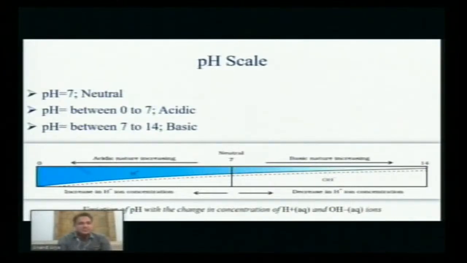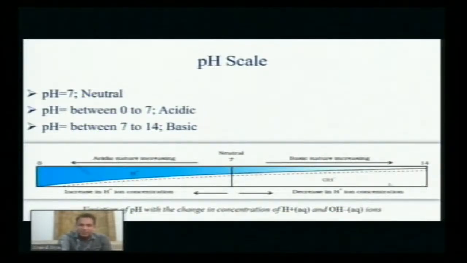And this strength of an acid can be shown on the pH scale. Acids that produce more H plus ions are said to be stronger acids, and the acids that give fewer H plus ions are said to be weak acids. This can be shown in the form of a scale known as the pH scale. This pH scale is a measure of hydrogen ion concentration in the solution. So the pH scale varies from 0 to 14.